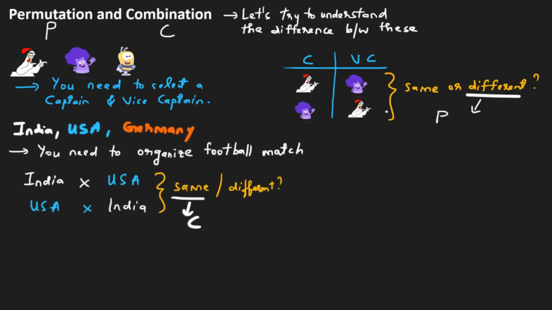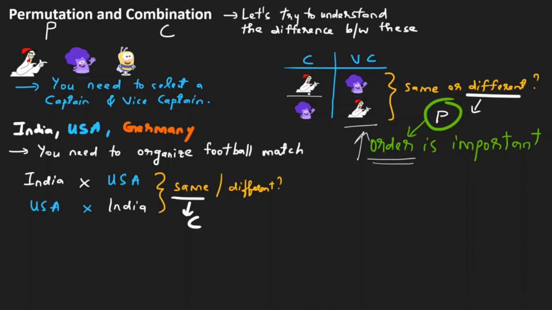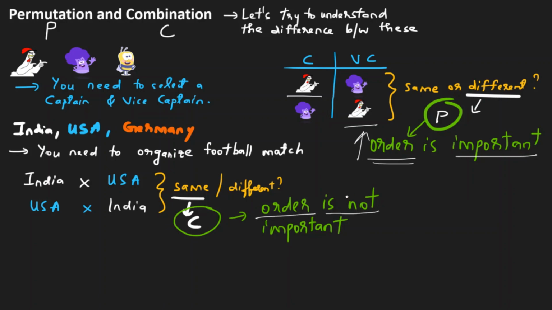Alright, now you will see that in this case where we had to select a captain and a vice captain, the order is important, right? Having the hen over here and having the hen over here makes a huge difference, right? So the order in which the items are arranged is important. But what about in this case? We can see that the order is not important. If I mention the game as India versus USA or USA versus India, it's one and the same. Therefore, the order is not important, right?